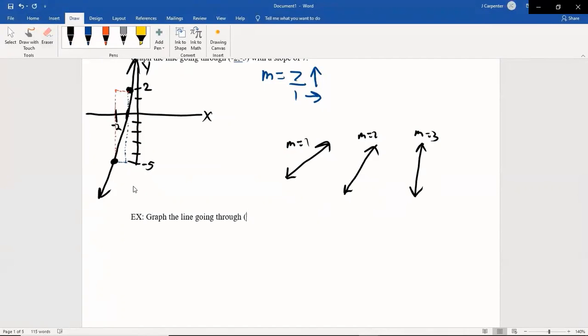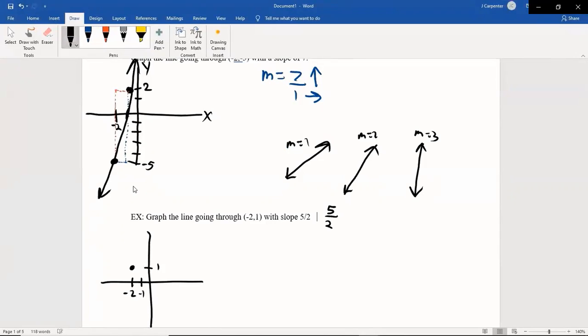Going through, let's go with -2, 1. Slope 5/2. So 5/2 means 5 on top of 2, your slope. So we plot our point, which would be -2, 1. So left 2 and up 1. Left 2 and up 1.